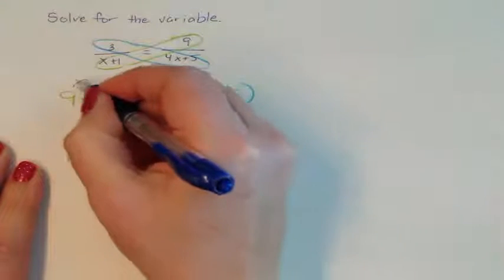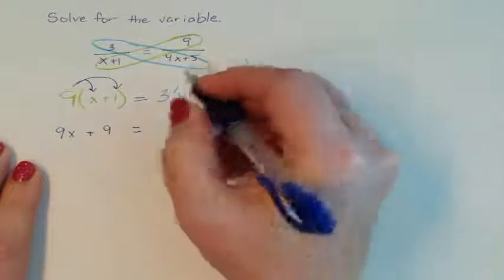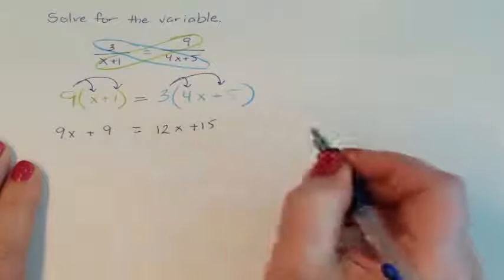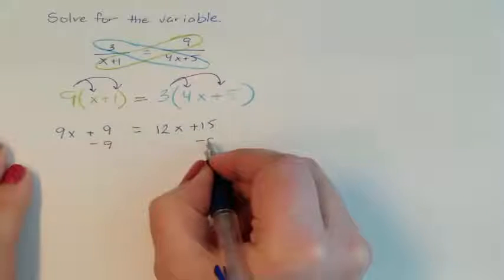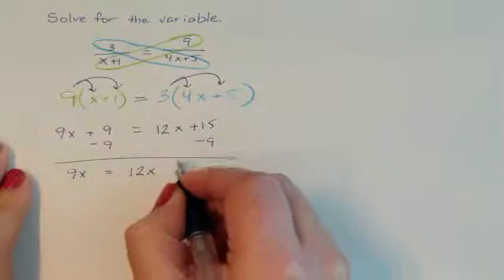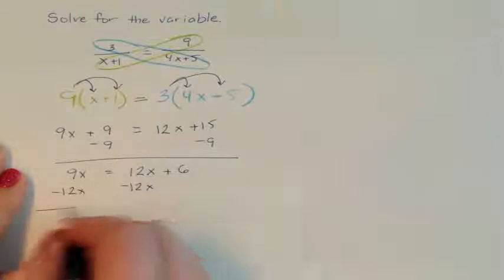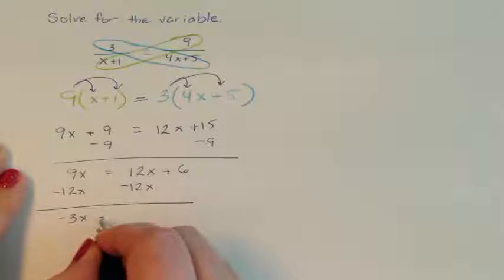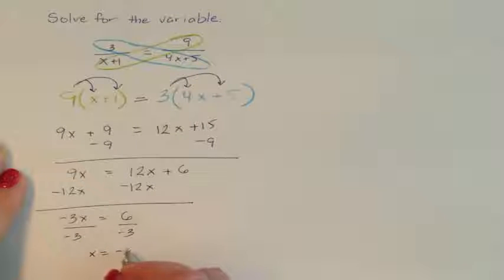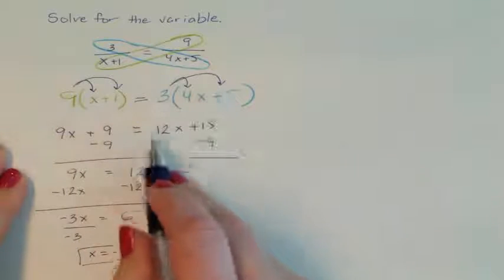So I'm going to distribute into the parentheses. So I have 9x plus 9 equaling 12x plus 15. I'm going to move the constants over to the right. So I have 9x equaling 12x plus 6. Move my variables to the left. So I have a negative 3x equaling 6. Divide both sides by negative 3. I end up getting x to equal a negative 2. So I solve for my variable using cross multiplication and then solving for x.